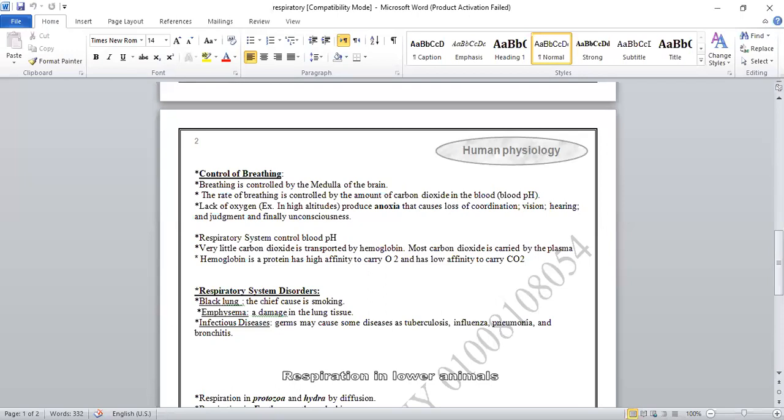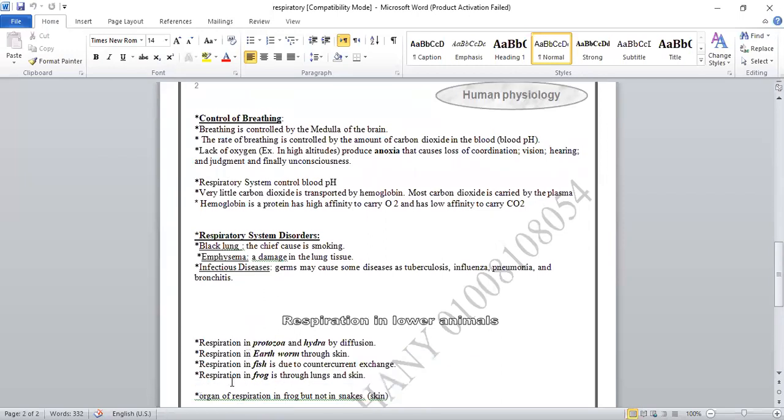dioxide. خلاص؟ طيب respiratory system disorders أو respiratory system diseases. البلاك لونج والشيف كوز أو المين كوز للبلاك لونج هو السموكينج. البلاك لونج ده ديزيز المين كوز ليه هو مين؟ السموكينج. الإنفيسيما ده دامج في اللونج تشو ده ديزيز اسمه الإنفيسيما ده دامج في اللونج إيه؟ تشو.